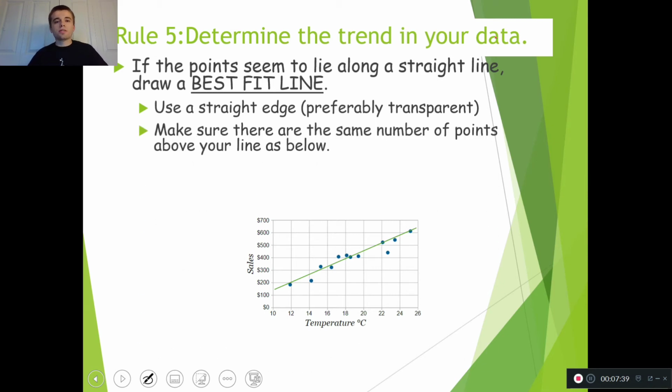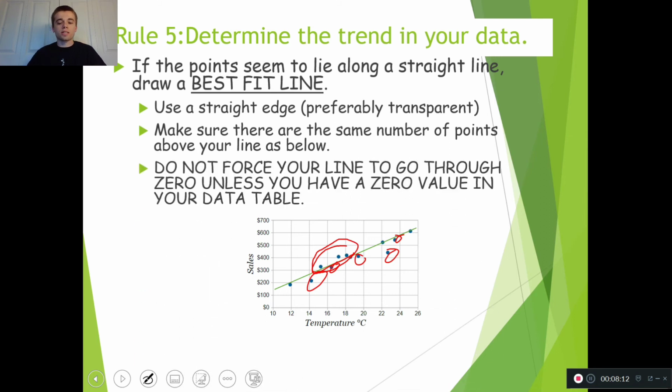Make sure that there are the same number of points above your line as there are below your line. So in this case, it looks like those 3 dots are above the line, but we have 1, 2, 3, 4, 5 dots below the line. So in this case, we want to shift our line down a little bit so that we have the same number of points above the line as we have below the line. This is important, because if we see in your graphs that you don't have relatively the same number of points above and below, you're going to lose some points for drawing your best fit line.